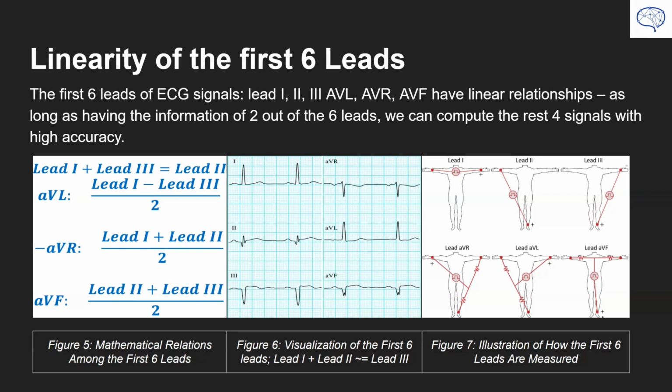So instead of training a machine learning model to reconstruct these leads, we decide to compute the remaining leads given lead 2 and lead 3. So the machine learning models discussed in the following presentation only serve for the reconstruction of the last 6 leads of ECG, i.e. lead V1 to lead V6. Next slide.